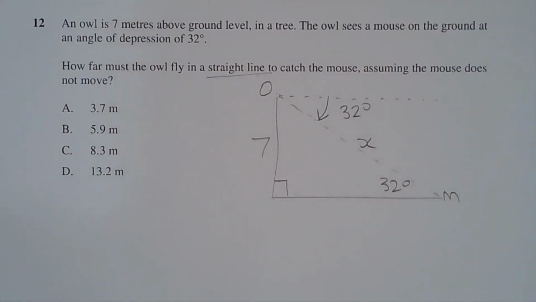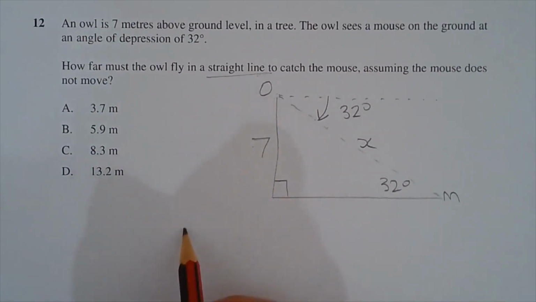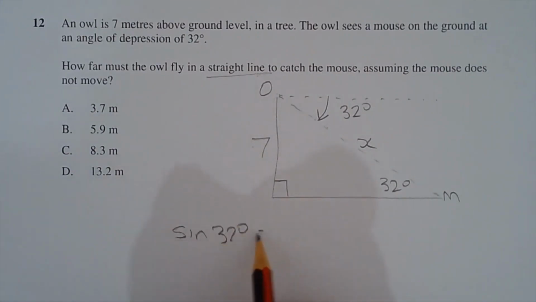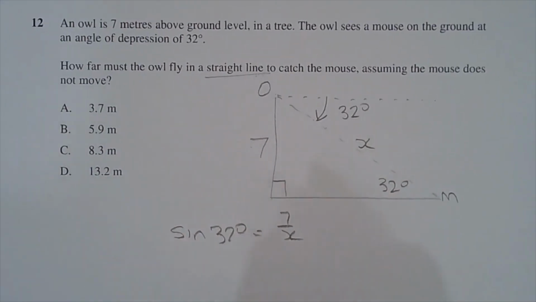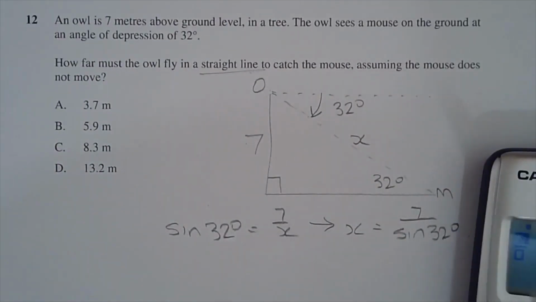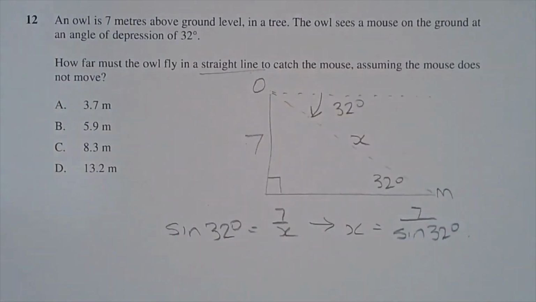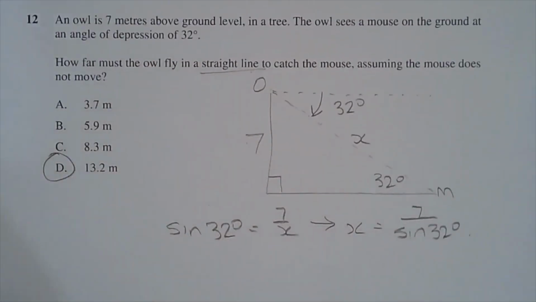According to SOH CAH TOA, this is going to be sine because it's opposite over hypotenuse. So sine 32 degrees is equal to 7 over x. X is equal to, you can just move the 7 on top of the sine 32, and then just enter that into your calculator. I'll just do that now. 7 over sine 32 degrees, and we get 13.2, which is option D.